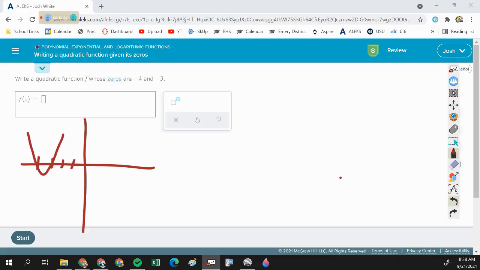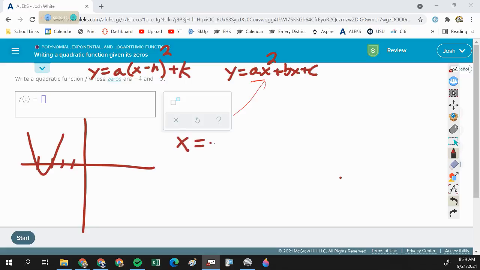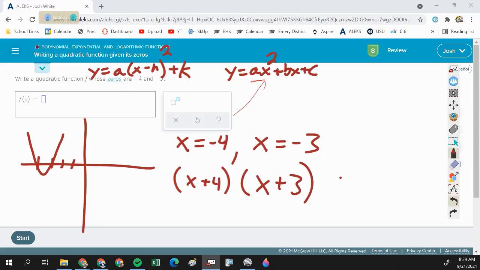So in the first problem we did today, we used the equation of the vertex of a parabola. Now we're going to use standard form. How do we create a standard form equation given the roots? Good. So we know that x equals -4 and x equals -3. And we need to create factors from that. What would the factors be? X plus 4 and x plus 3.